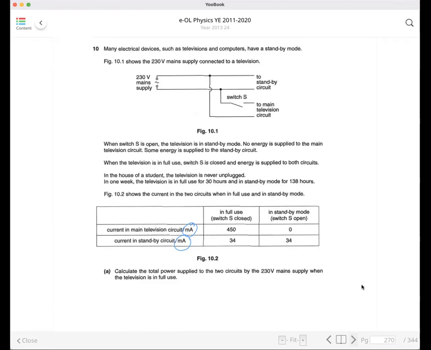So when the TV is in full use, the switch will be closed. The current here is 450 milliampere. And when the switch is closed, this is 34 milliampere. So can you find the total power?